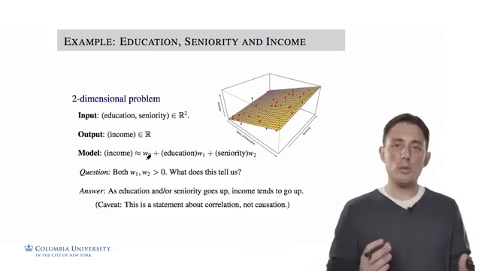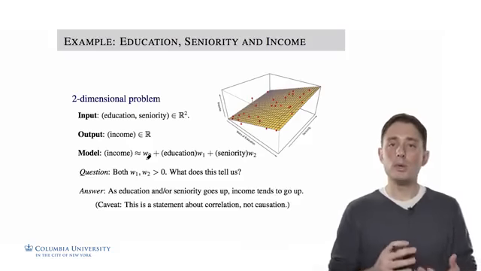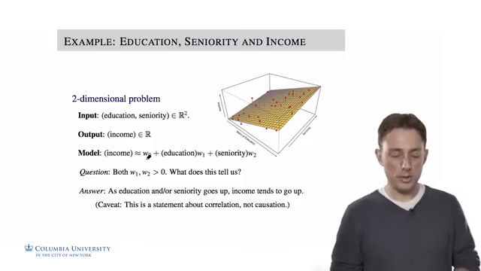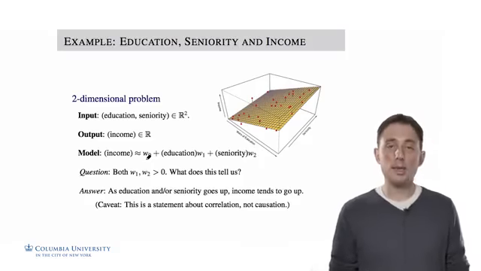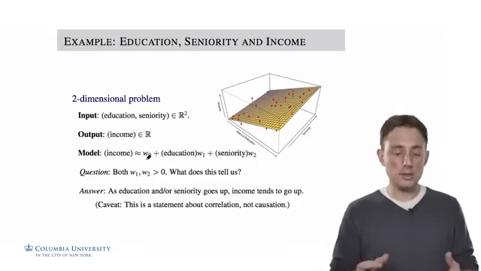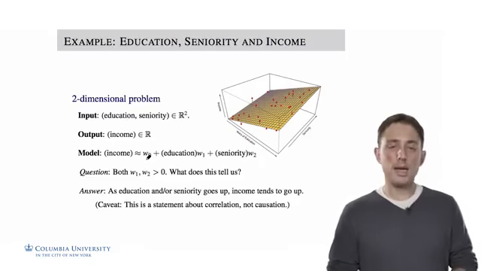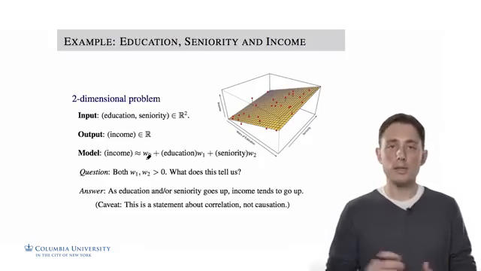And so this is just a way that we can then use our weights not only to predict an output, but also to tell us how the inputs relate to that output. And as one caveat, we should say that this is not a statement about causation. So we're not saying that education or seniority caused the income to increase. What we are saying is that these variables are correlated. So these inputs are correlated with the output in this way.